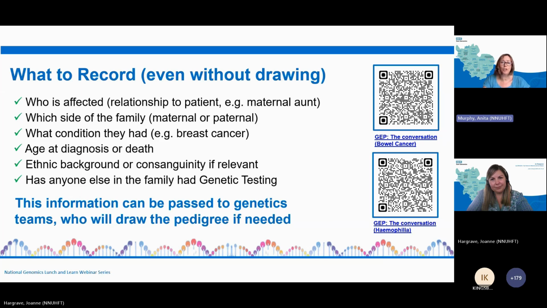We do need to name that condition that we're looking at or considering genetic testing for, and family history. Age at diagnosis and age at death, if known. And again, sometimes patients can't give you exact details, and that's fine. Just an approximate is always helpful. Ethnicity and consanguinity are really helpful if it's relevant to this person. And another key question is, has anyone else in the family had genetic testing? Because this can help identify and highlight specific conditions which are already being investigated.